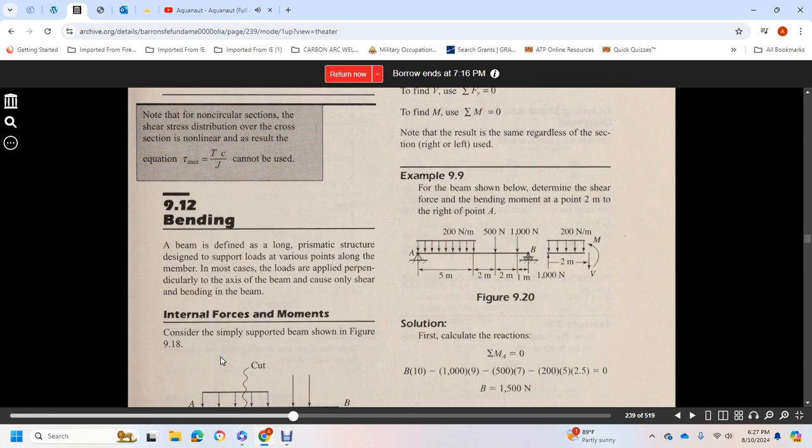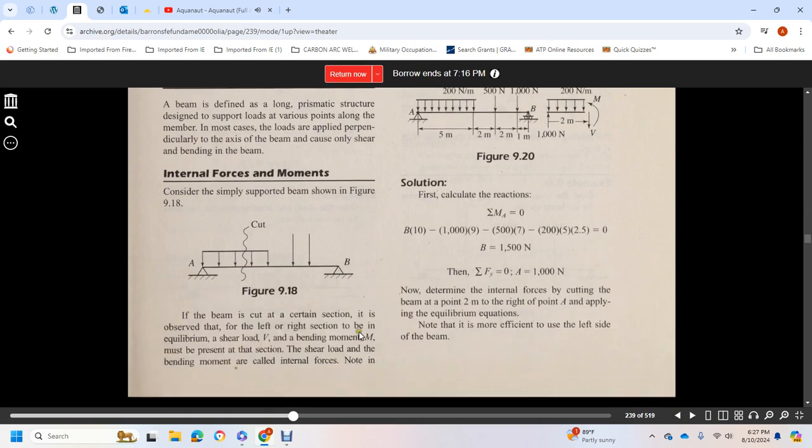Alright, 9.12 bending. Beams are long prismatic structural members designed to support loads at various points along their length. In most cases, the loads are applied perpendicular to the axis of the beam, causing only shear and bending of the beam. Internal forces and moments are considered for a simply supported beam, shown in figure 9.18.